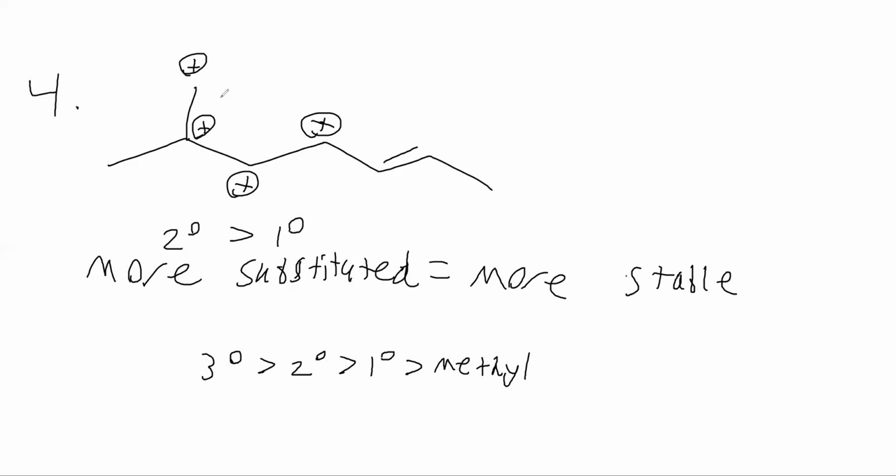So we can look at these cations and determine what they are. This one on the top is primary because it's only bonded to one other carbon. This one right here is bonded to 2 other carbons, so it's tertiary. This is bonded to 2 carbons, so it's secondary. I'm going to erase this. And then this cation here is bonded to 2 carbons, so it's secondary.